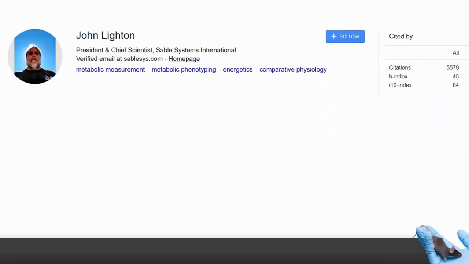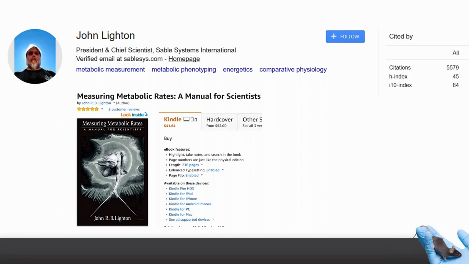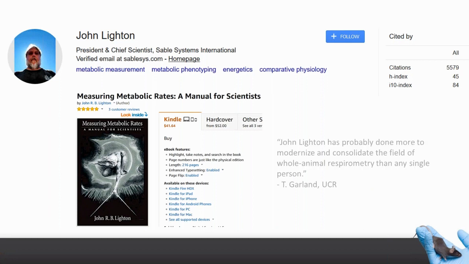Now, I went on to do a conventional academic career for a while. I've published about 90-odd papers concentrating on the various metabolic measurements in a variety of animals in comparative physiology, and then wrote the book on measuring metabolic rates. Here's a nice quote that Ted Garland at UCR was kind enough to give Oxford University Press when they asked for quotes.